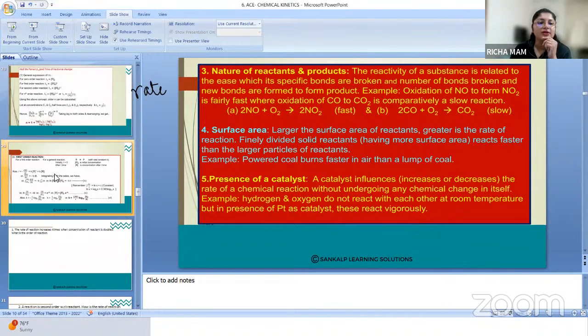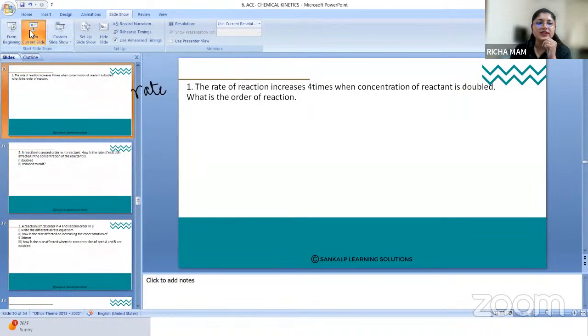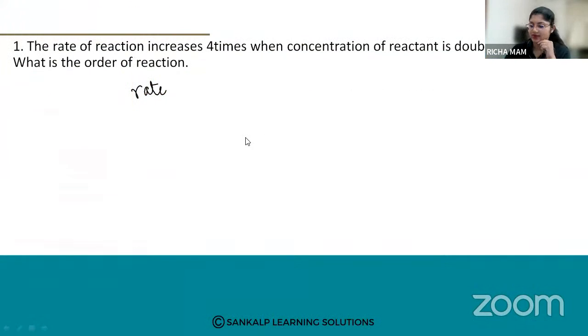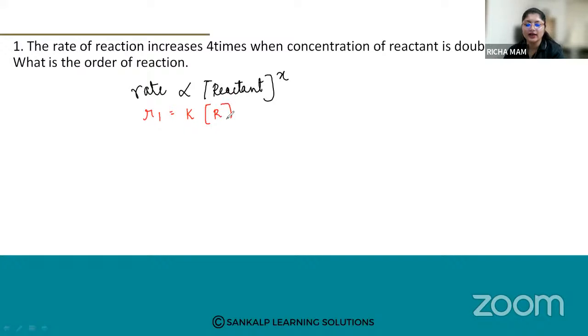So how is rate associated with the reactant? It is directly proportional. So it depends upon the rate, and it is directly proportional to the reactant. And the exponent is given as X. So how do we write the rate expression? The rate expression is given as R1 equals K into the reactant R raised to X. Let us consider this as 1, when the concentration of the reactant is simple, a rate reaction is undergoing.